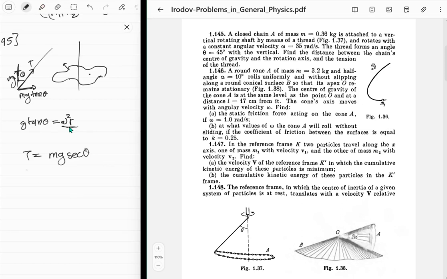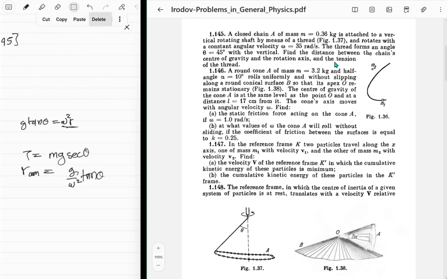And the distance, which they didn't give a symbol for, I guess. Nope, they didn't give a symbol. I'm just going to call this thing R_COM, whatever. That will just be g upon omega squared times tan theta, right? That should do it. Now maybe you should calculate it first for these values.